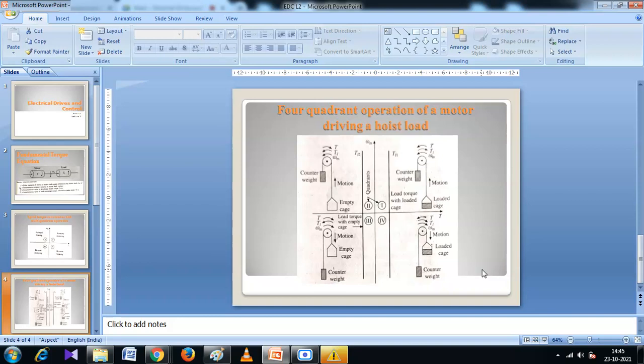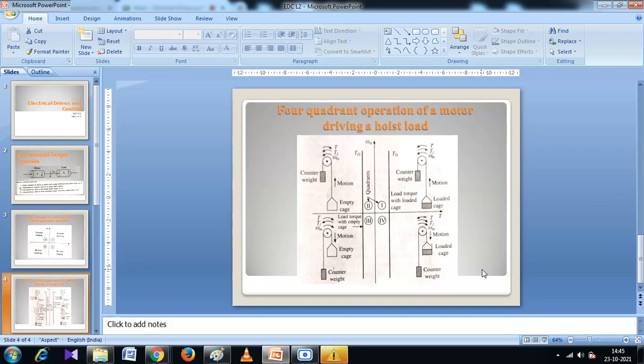What is the direction of the angular velocity, clockwise or anti-clockwise, at that time? Clockwise. Now tell me, what is the sign of the developed torque, positive or negative? We are considering anti-clockwise as positive. So the developed torque is positive.